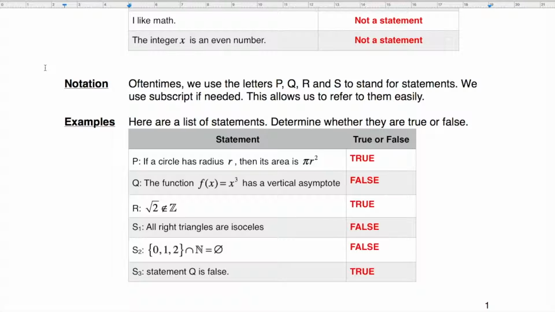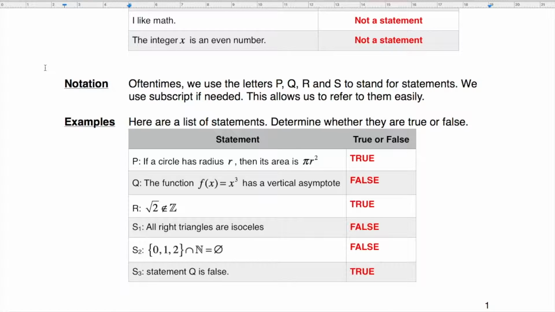Statement Q. The function f of x equals x cubed has a vertical asymptote. So think back to Algebra 2. You can picture the graph of f of x equals x cubed, and you can conclude that no, the function f of x equals x cubed doesn't have a vertical asymptote, so statement Q is false.